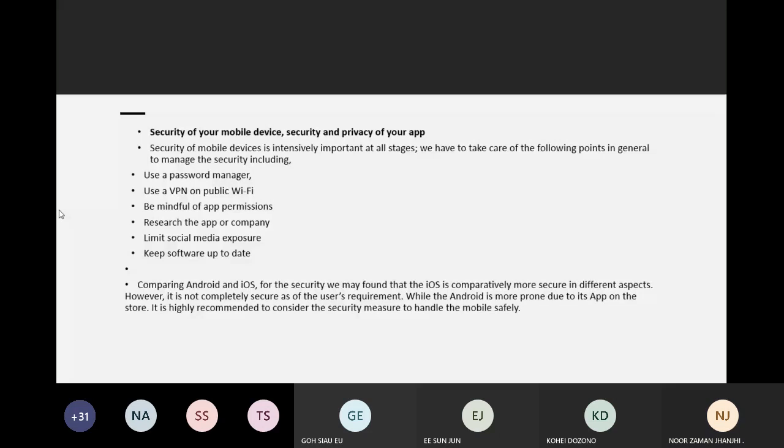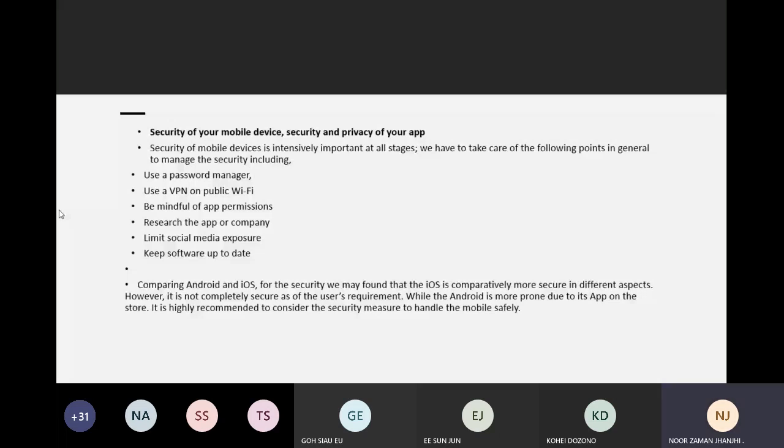Keep software up to date, especially your operating system, because the third vector, which is the most important one that we discussed, is truly critical. So take care of all of these points. Comparing Android and iOS security, we already discussed that iOS is comparatively secure. We're not saying it is 100% secure; it is comparatively more secure than Android, but it is not completely secure. These are the points we are supposed to take care of.